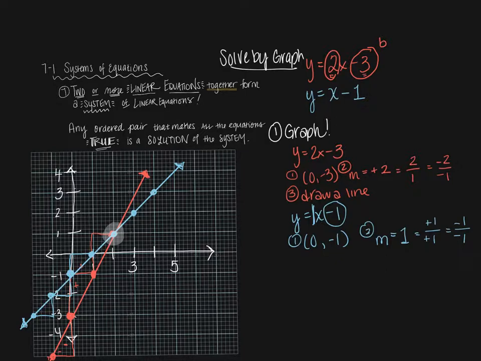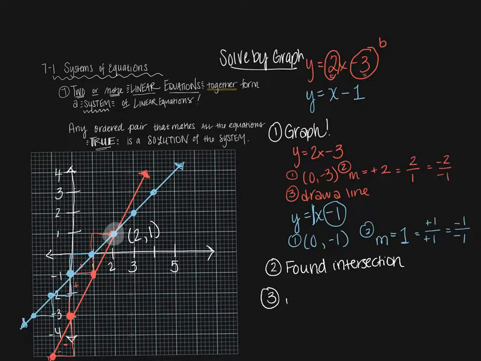So notice that they intersect at this coordinate. Let's write this one down. My x value is 2 and my y value is 1. So remember that a solution has to be an ordered pair. Now that I've graphed and found my intersecting point, that's the second step.